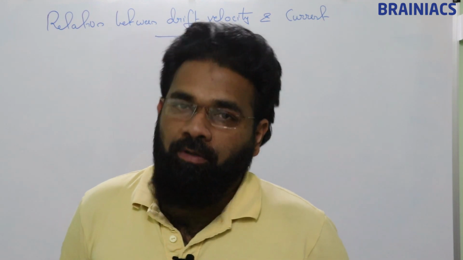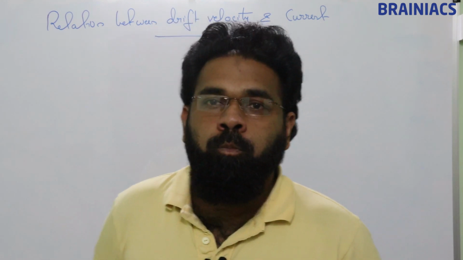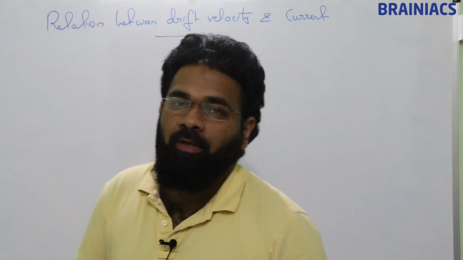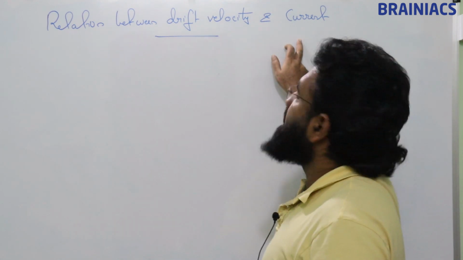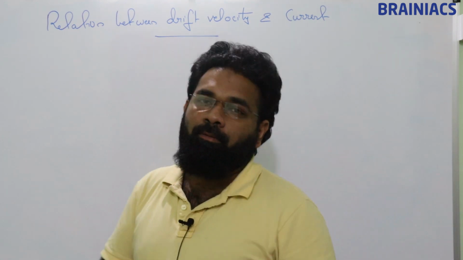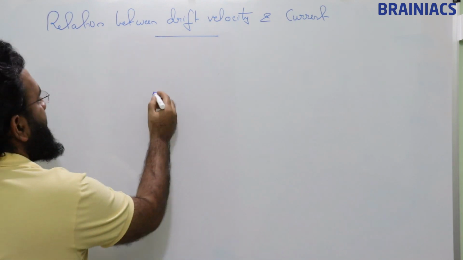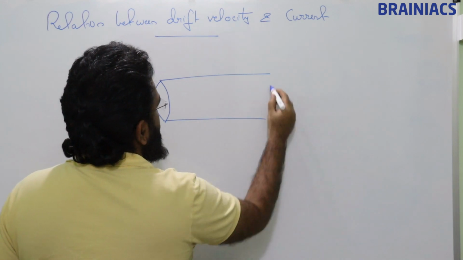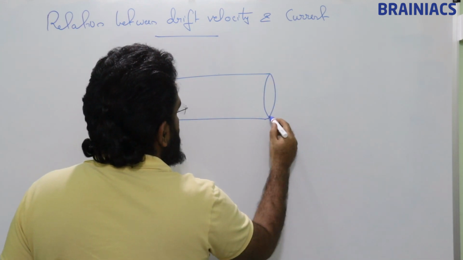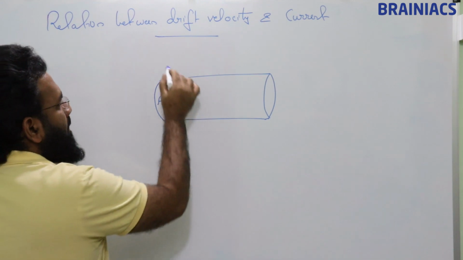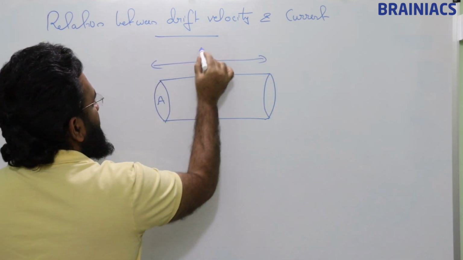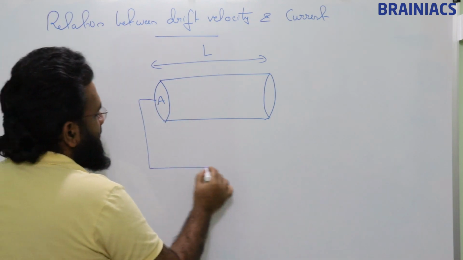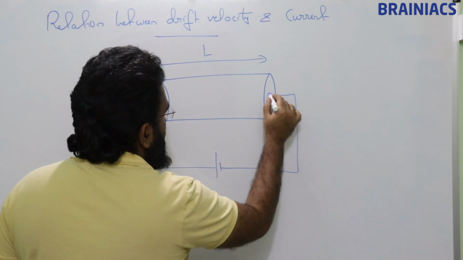A continuous electric field is possible by connecting a battery. We have seen that. Now we are going to study the relation between drift velocity and current. Consider a conductor with cross section area A and length L. This conductor is connected to a battery.